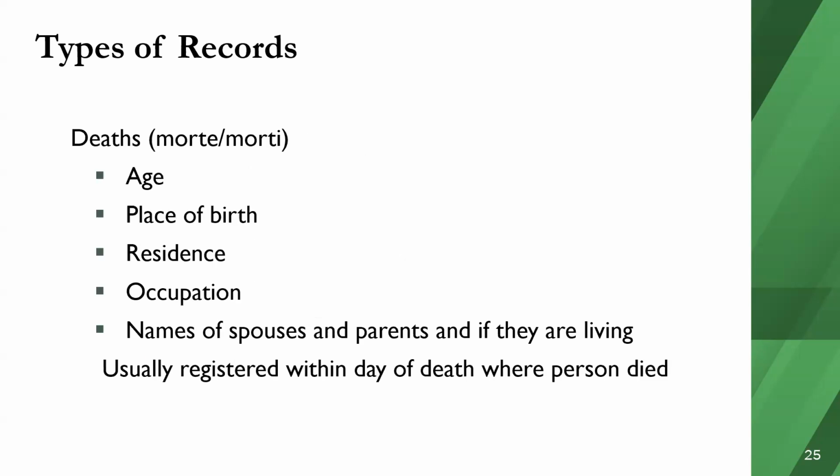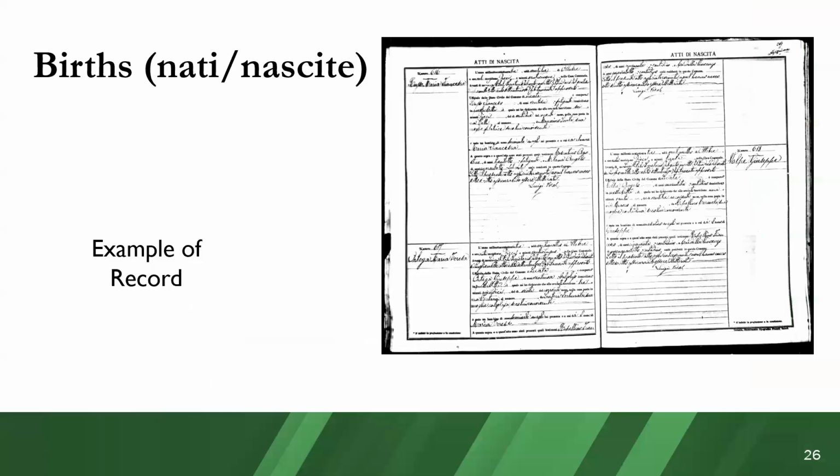And then we have death records. The person who died, their age, where they were born, where they lived, what their occupation was. If they were married, their spouse's names would be there. And it didn't matter how old they were, their parents' names would be included on the death record as well, and whether or not they were living. Usually these would be registered in the civil office a day or so after the death.